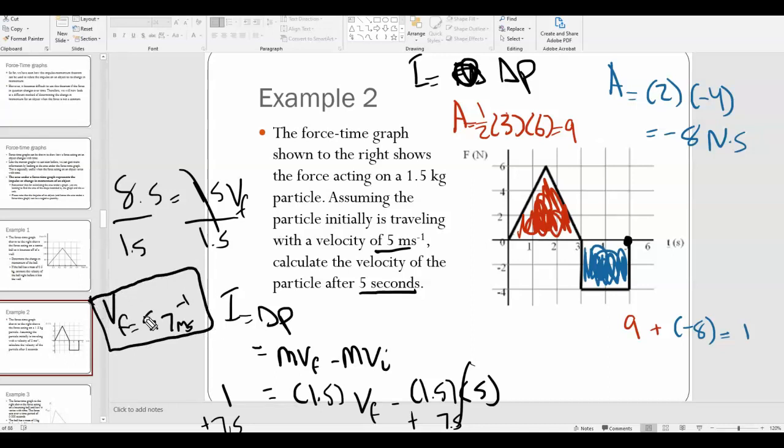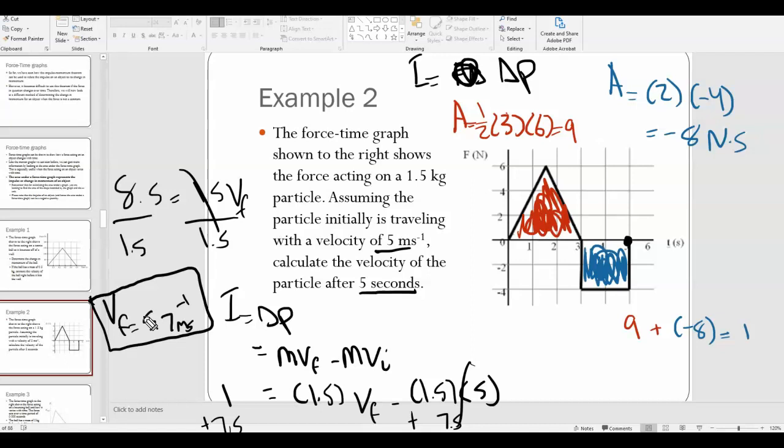Now, when you're doing these force time graph problems, make sure you pay close attention to the units. Here, the y-axis was already in newtons, and the x-axis was already in seconds, but it's not always going to be the case. Also, pay close attention to where you are asked to find the velocity, because here it says find the velocity of the particle after 5 seconds.